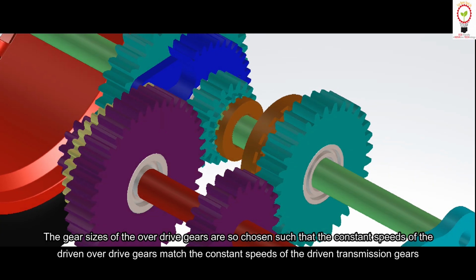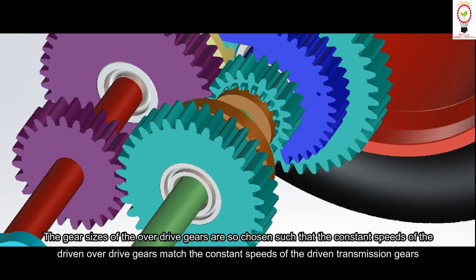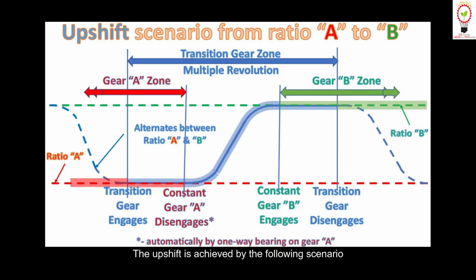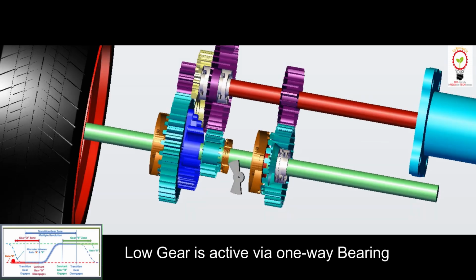The gear sizes of the overdrive gears are so chosen such that the constant speeds of the driven overdrive gears match the constant speeds of the driven transmission gears. Upshift scenario from ratio A to B. Low gear is active via one-way bearing.